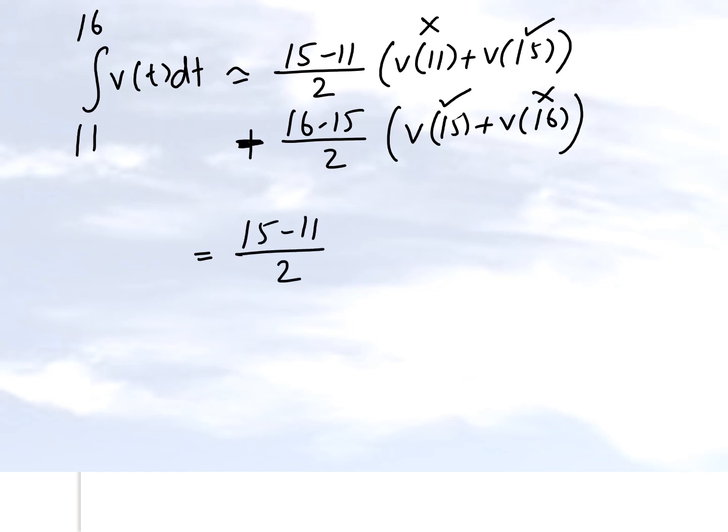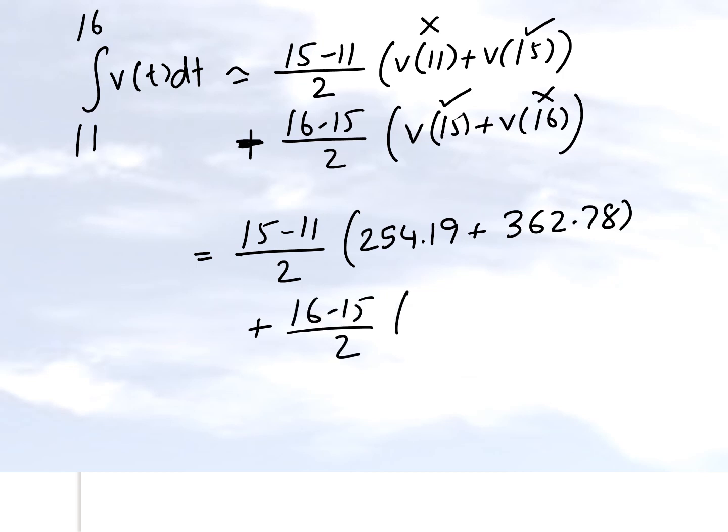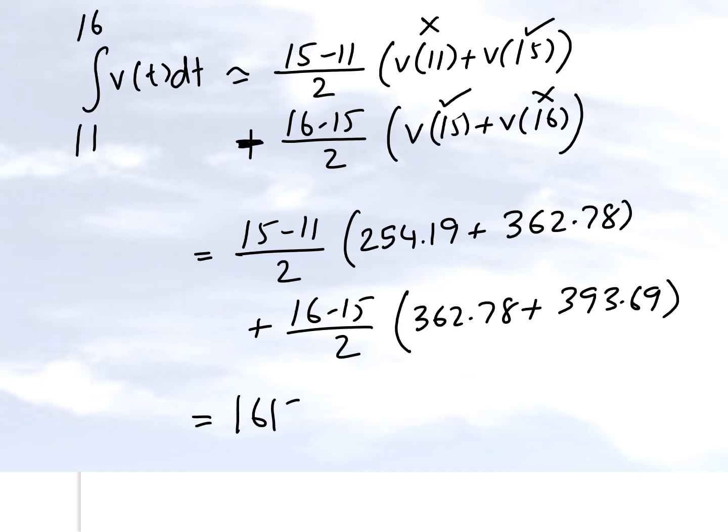So 15 minus 11 divided by 2, velocity at 11 is 254.19, which we just found by interpolation. Velocity at 15 is 362.78, which we found from the table. Then we have 16 minus 15 divided by 2. Velocity at 15 is 362.78, and we add the velocity at 16, which is 393.69. And once we do these calculations, we get 1612.69 meters. And that is the end of this segment.